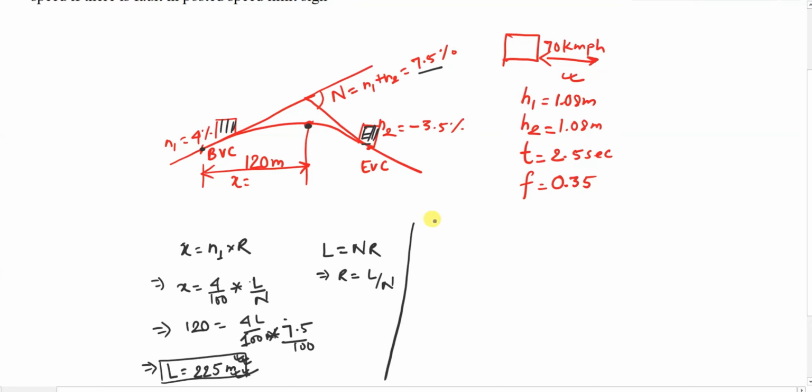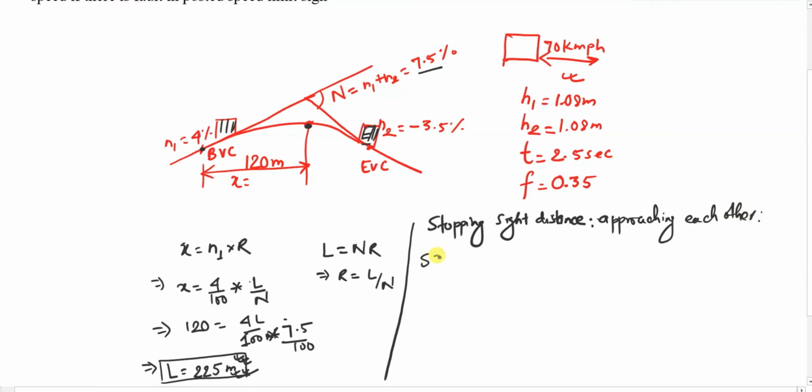Then you can find the stopping sight distance, right? Stopping sight distance in this case, when these two cars are approaching each other, can be easily found by the formula. Stopping sight distance is the stopping distance of the first car plus the stopping distance of the second car, right?